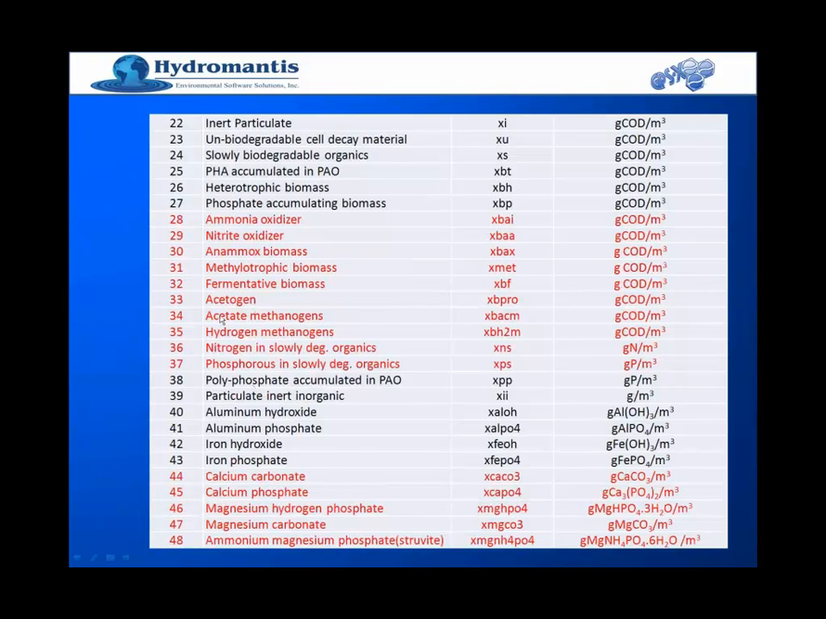When it comes to the particulate state variables, we have new bacterial species. Earlier there was just one bacterial species for nitrification in ASM2D, but now we have ammonia oxidizers and nitrite oxidizers. Also we have ANAMMOX biomass, methylotrophic biomass, fermentative biomass, and some of the other bacteria which are active under anaerobic conditions during anaerobic digestion, for example, acetogens, acetoclastic methanogens, and hydrogenotrophic methanogens. So those bacterial species have been included in the model. Also, we have included some other particulate states which are commonly found in wastewater treatment plants, like calcium carbonate, calcium phosphate, magnesium hydrogen phosphate, magnesium carbonate, and fluoride.